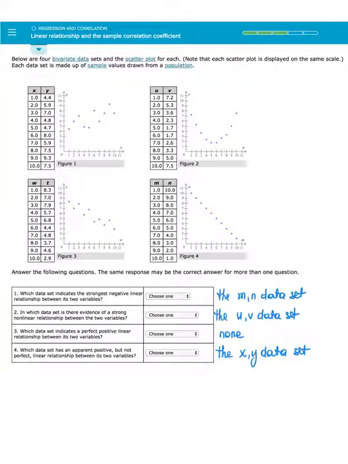The last one, part 4. Which dataset has an apparent positive but not perfect linear relationship between its two variables? In this case, my dataset XY with this scatter plot works pretty well. We have an apparent positive linear relationship, but it's not perfect. So the answer is the XY dataset.